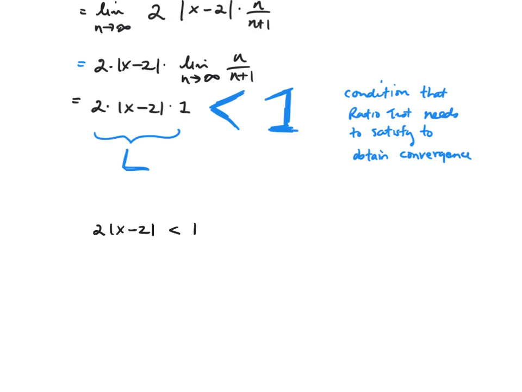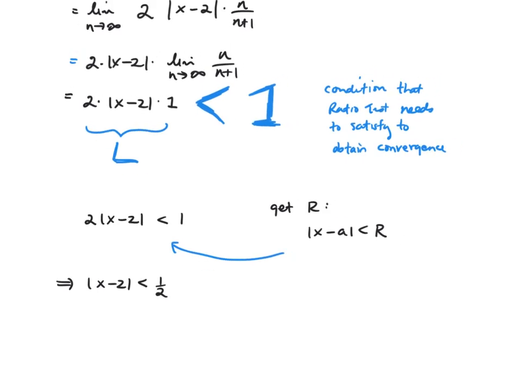Now, we had this holy grail format. We would get R by getting an expression for convergence where the absolute value of x minus a is less than R. Over here, I'm pretty close to that. I have 2, and then x minus a in absolute value, less than a number. So it's almost set up this way. It's just that that 2 is in the way. So I'm going to rewrite this as the absolute value of x minus 2 less than 1/2. And now I can use this format, x minus a less than R, and I have it.